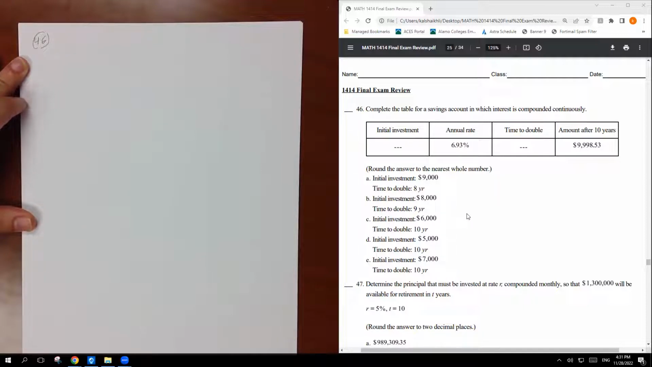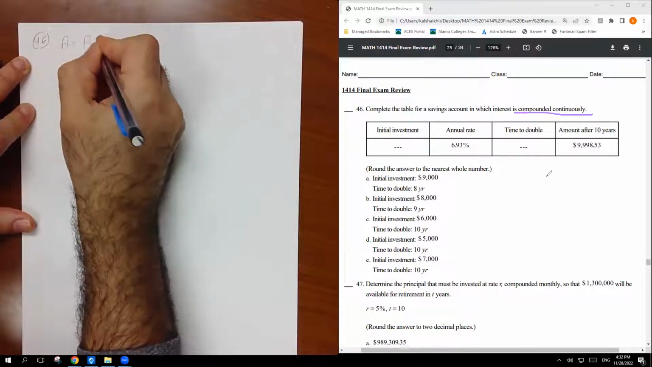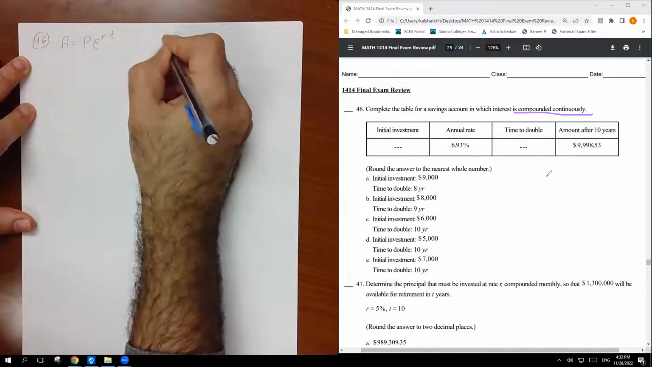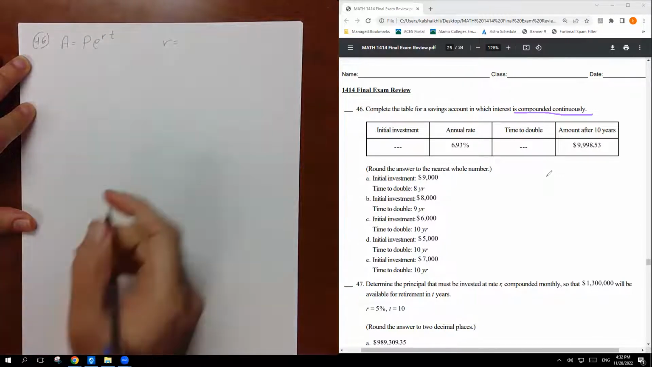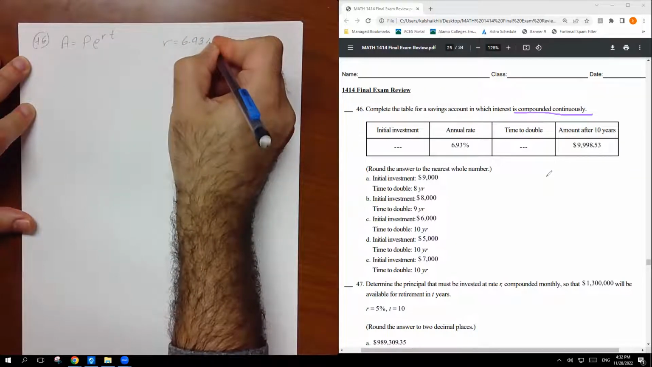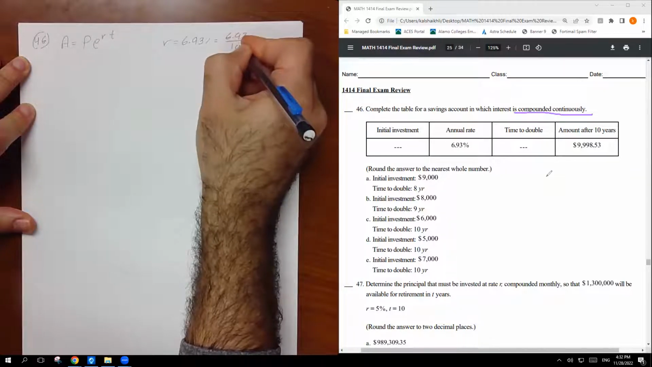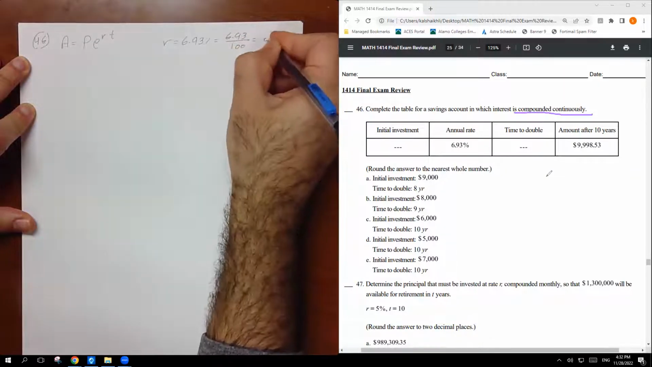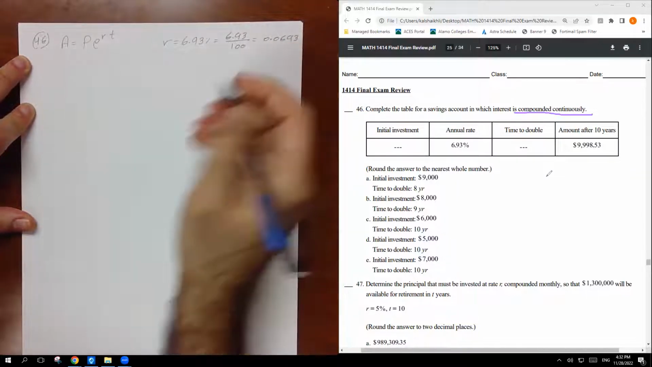So first of all, check here, they're telling you it's compounded continuously. That's really important. So I'm going to use the formula A = Pe^(rt). The rate is 6.93%, which is equal to 6.93 divided by 100, so it equals 0.0693. So here is our rate.